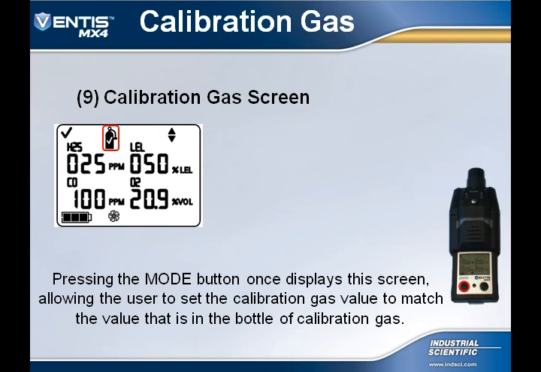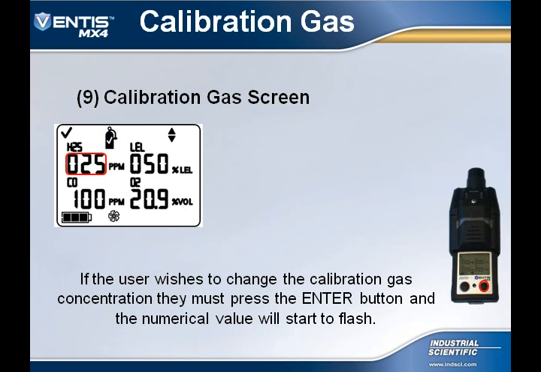Notice the Calibration Gas icon in the upper display. This screen allows the user to change the calibration gas value to match the concentration that is in your bottle of calibration gas. If the user wishes to change the calibration gas values, press the Enter button and the first gas's calibration gas values will start flashing.